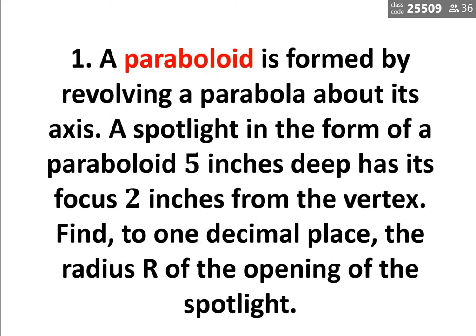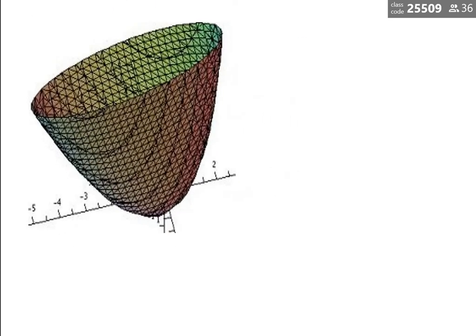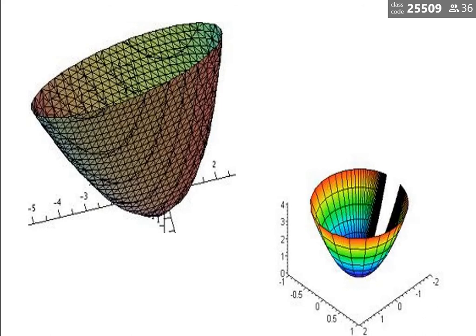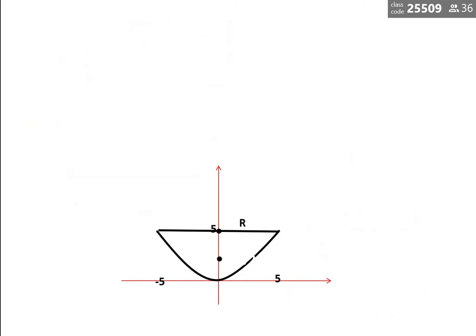Okay, let's start with a paraboloid, which is formed by revolving a parabola about its axis. A spotlight in the form of a paraboloid, 5 inches deep, has its focus 2 inches from the vertex. Find to one decimal place the radius r of the opening of the spotlight. So you are given this scenario. This is a paraboloid, shown from a different aspect. In the illustration, we have this one.